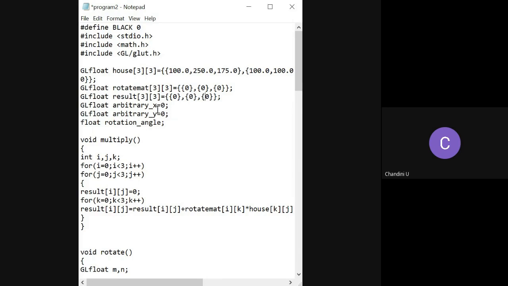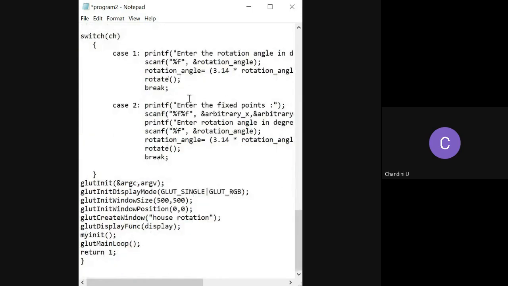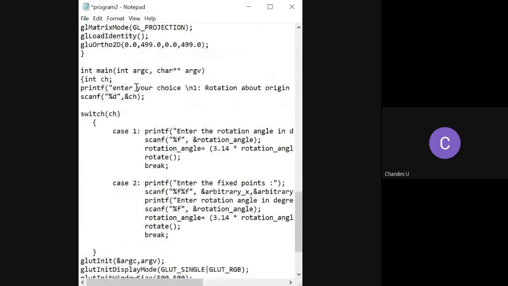And obviously you need to have a rotation angle variable to store your theta. Okay, now let us go to main function and come back. So main function, give the command line arguments. Now, since you have two tasks to do in this particular program, one is rotation about origin and second one is rotation about fixed point, we can have a switch statement here because we can choose which one to go ahead with.